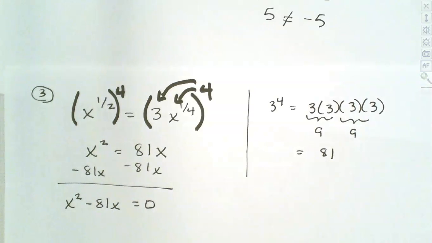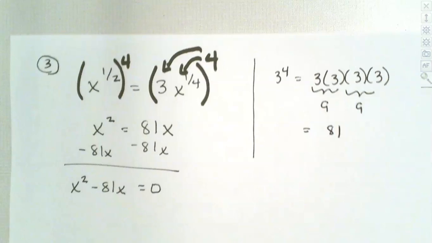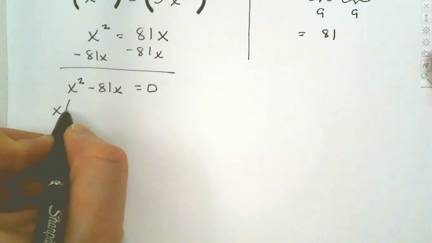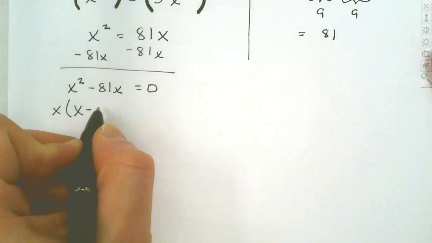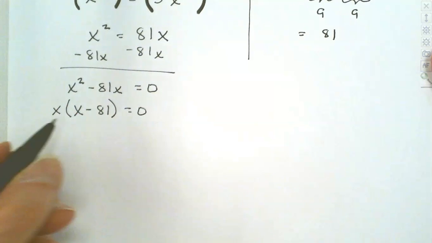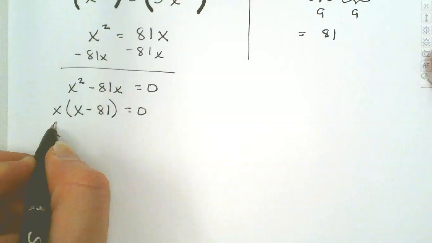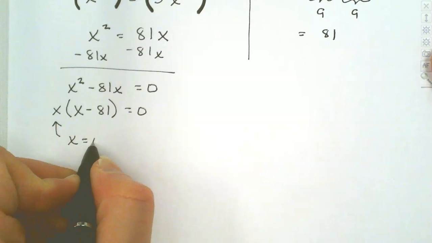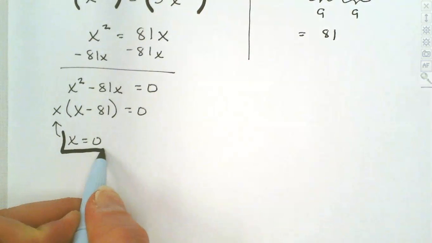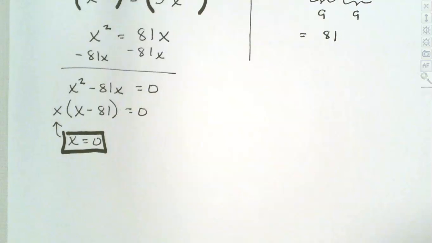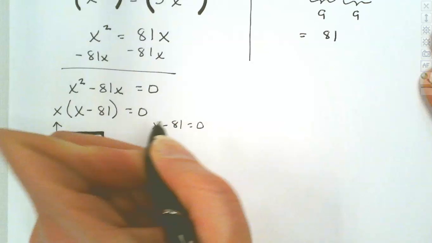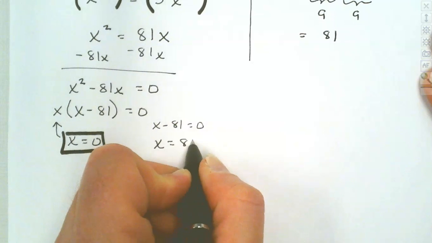And now we can factor. So this is a binomial on the left here, so we can factor an x out. And that's going to leave you then with x times x minus 81 equals 0. And what do we have for our two solutions? Well, one of them is simply going to be x equals 0. And what about the other one? That's x minus 81 equals 0. So that would leave you then with x equaling 81.